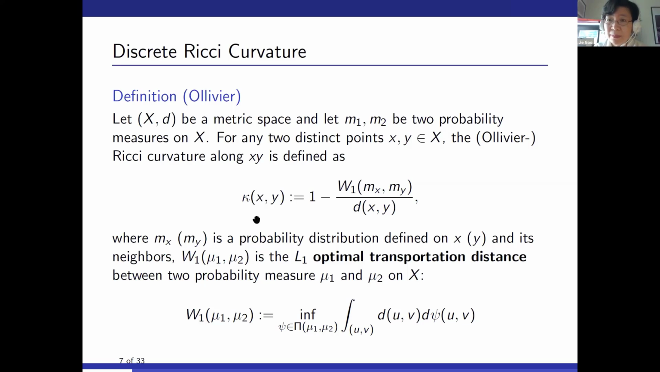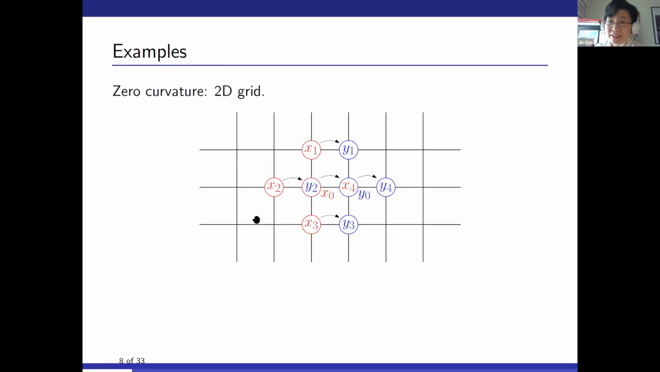So let me give you some intuition using examples to see why this definition makes sense and generalizes the classical notion of curvature. So here is the setting of a grid, a two-dimensional grid, and I have an edge x0 to y0, which is one of the center edges. And the neighborhood would include 5 vertices, including the node itself, the 4 vertices and the center one. And y's neighborhood, again, 5 vertices.